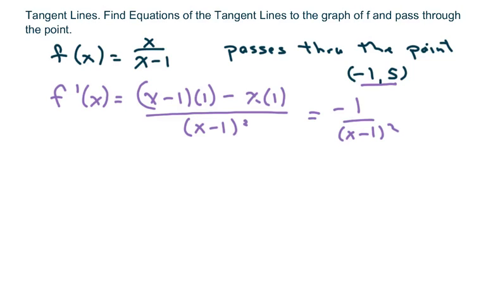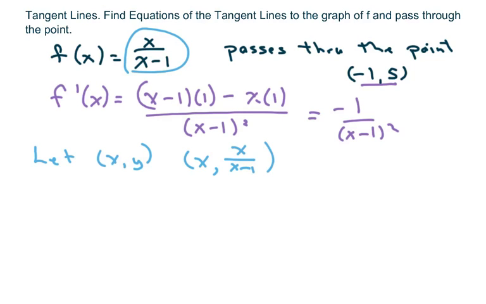So what we want to do is let (x, y) be the point of tangency on the graph of f. So I'm going to let (x, y) be this point of tangency. So my x is just going to be x. My y is this function, so that's going to be x over x minus 1.